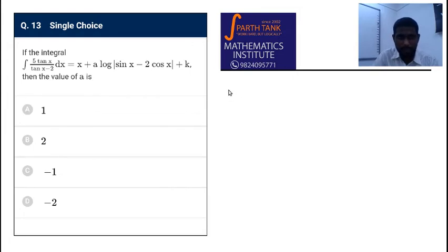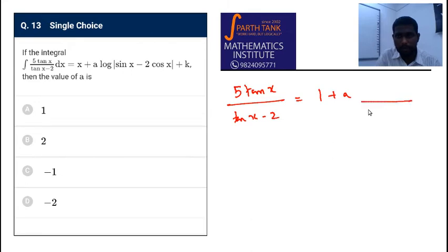On the left hand side I get 5 tan x by tan x minus 2. When you differentiate under the integration, you just get the integrand alone coming out. Differentiate this, you get only this integrand. Right hand side becomes 1 plus a times, in the numerator, cos x plus 2 sin x because of differentiating this expression, divided by sin x minus 2 cos x, and k vanishes. So let us simplify both the sides.